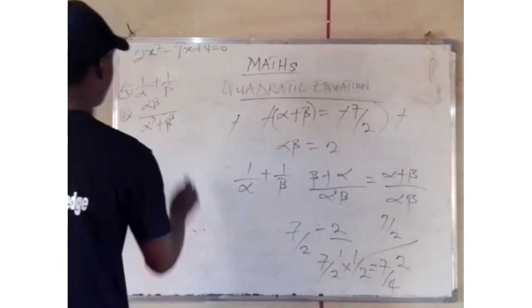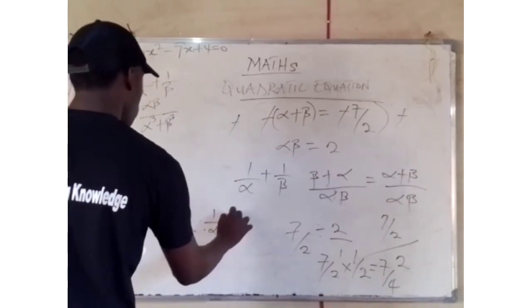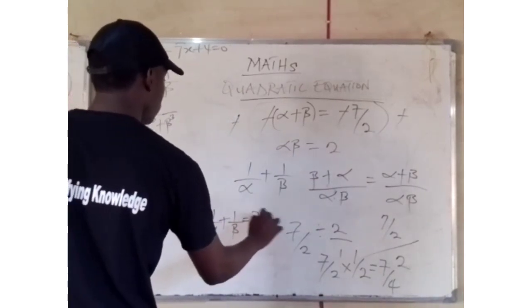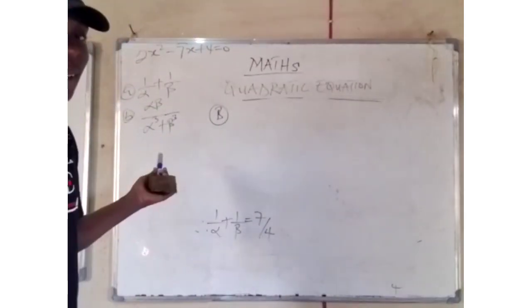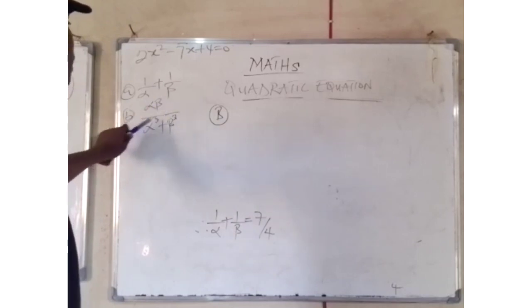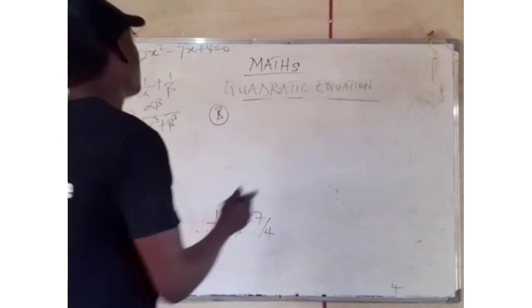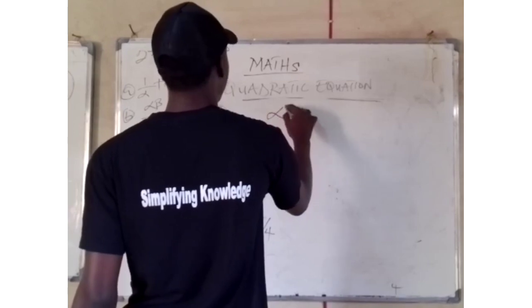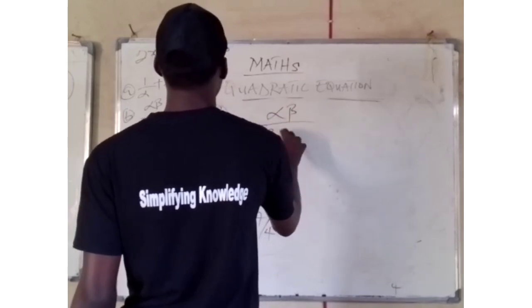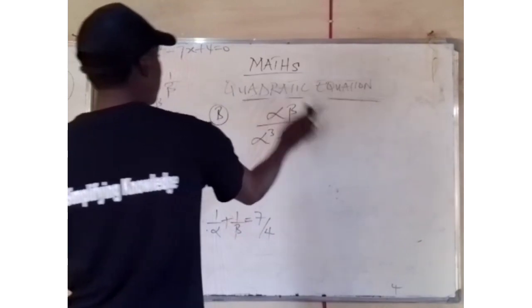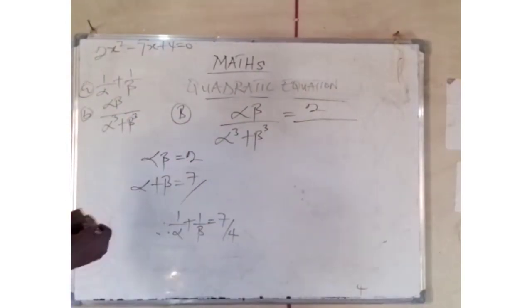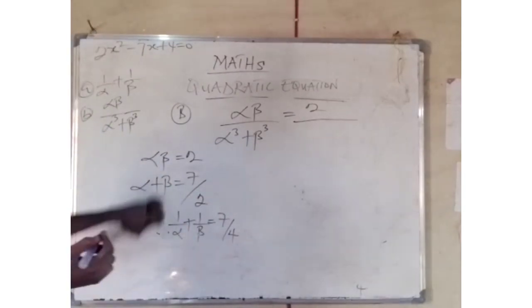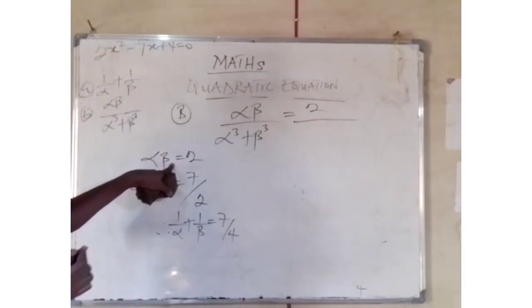Therefore, 1 over alpha plus 1 over beta is 7 over 4. So the last part of the equation is alpha beta divided by alpha cube plus beta cube. We are asked to look for this. Recall that from our problem we have alpha beta to be 2 and alpha plus beta to be 7 over 2 from our problem, right? So we are going to substitute alpha beta to be 2, right?